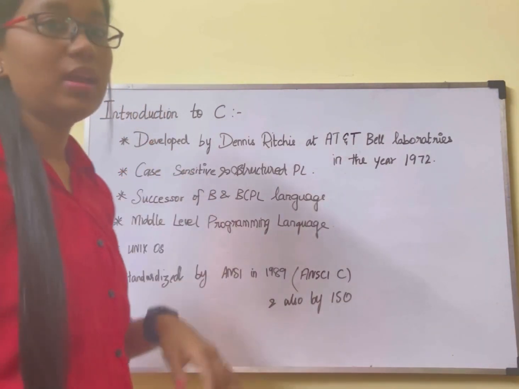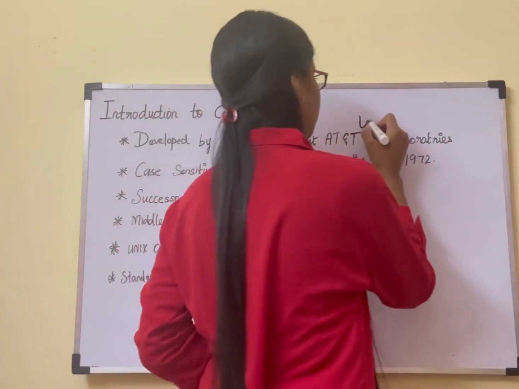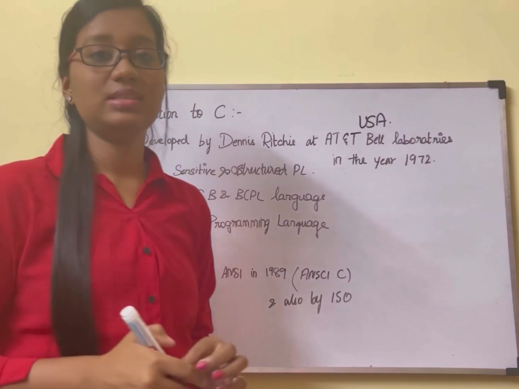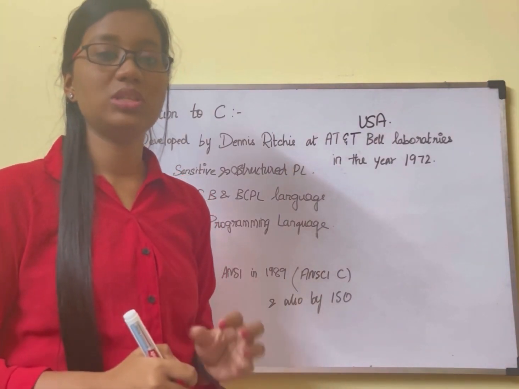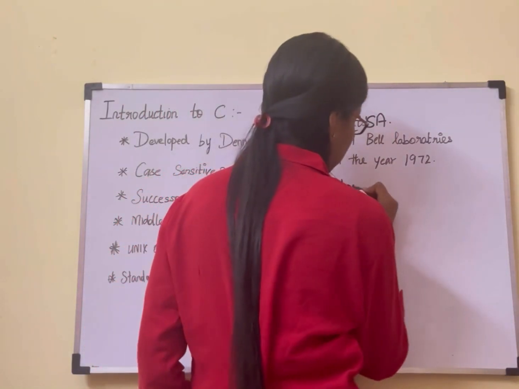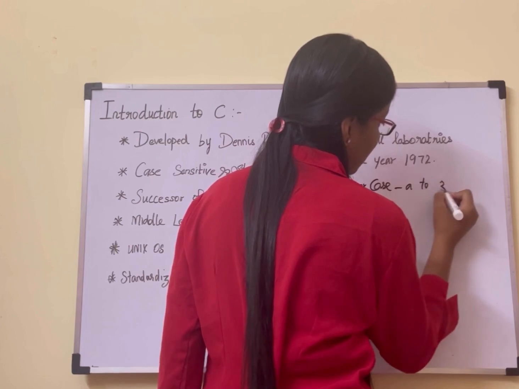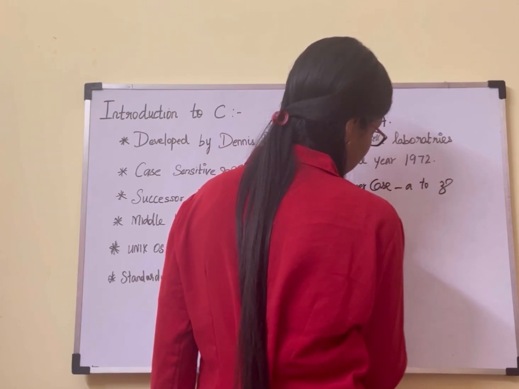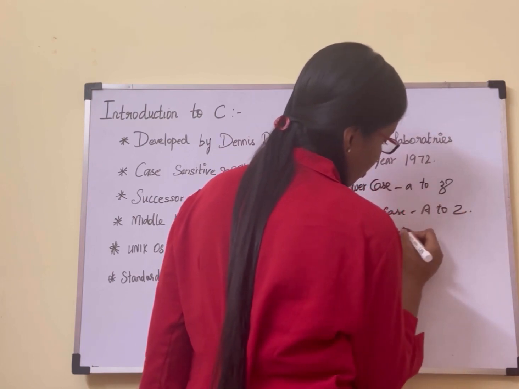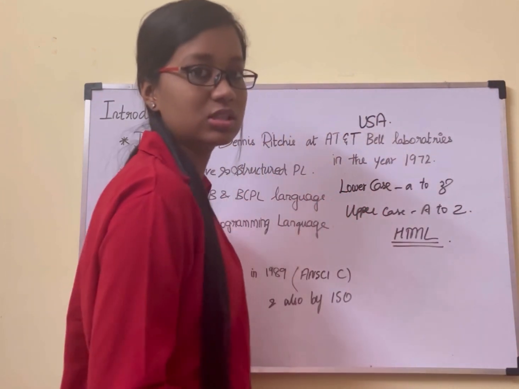C was developed by Dennis Ritchie at AT&T Bell Laboratory in USA. It is a laboratory in USA. C is a case-sensitive programming language, which means we have to use only lowercase. I hope everybody knows what is lowercase and uppercase. Lowercase in the sense it is small letters of the alphabet. Uppercase is capital letters. And we all know about HTML, which we may have come across in schooling days.